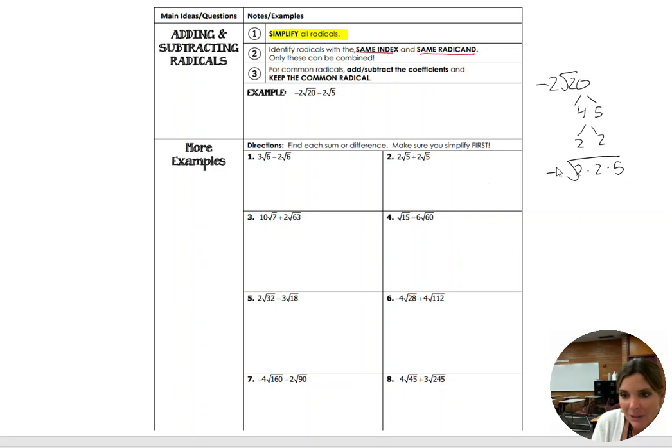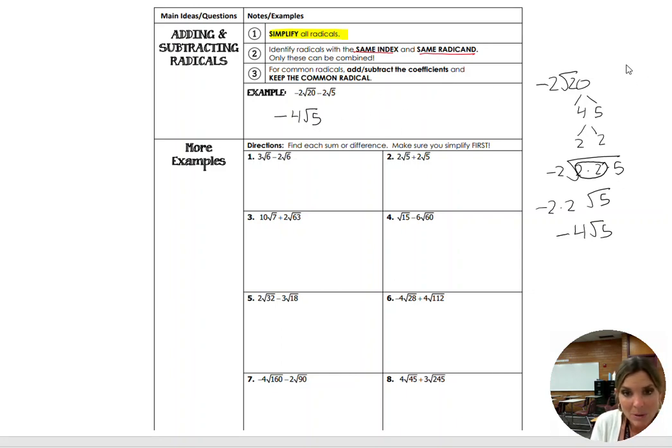We have the negative 2 that's already out front of our radical. And then you can see that inside of our radical, we have a pair of 2's. And remember, anytime you have a pair, you can bring that out front as one of that pair. So negative 2 root 20 simplifies to negative 4 root 5. Okay, so instead of negative 2 root 20, I'm going to write this as negative 4 root 5.